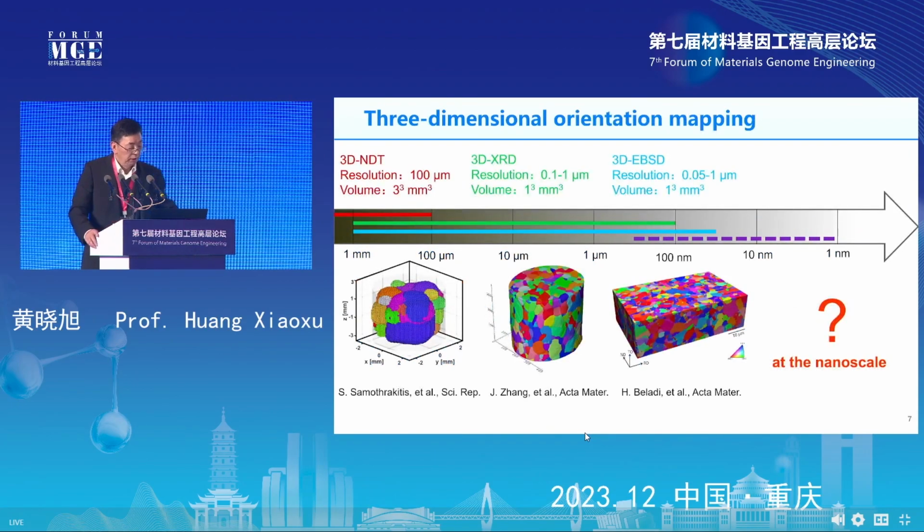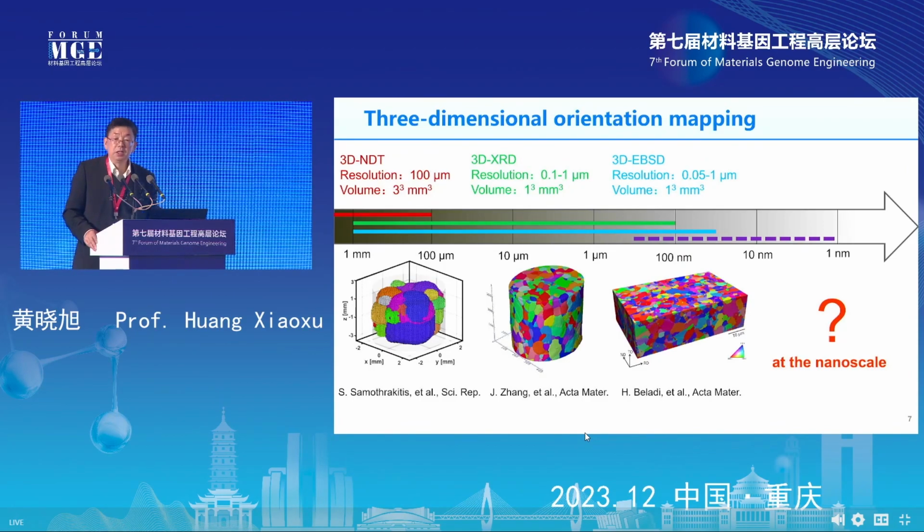Today I'm going to focus on 3D orientation mapping. Over the last two decades, scientists around the world have spent tremendous effort to develop all kinds of 3D techniques: neutron diffraction-based, synchrotron-based, or even 3D EBSD, combining EBSD 2D mapping with serial sectioning to get the 3D. The neutron and synchrotron-based techniques are very cool and have already solved a lot of problems. But the problem with those techniques, neutron or X-ray based, is the poor resolution. The resolution available nowadays is at the sub-micrometer scale.